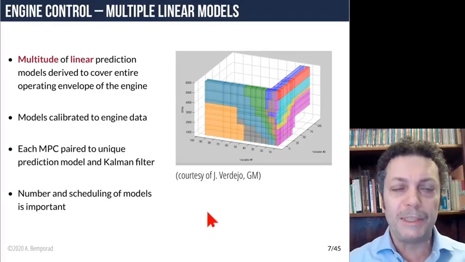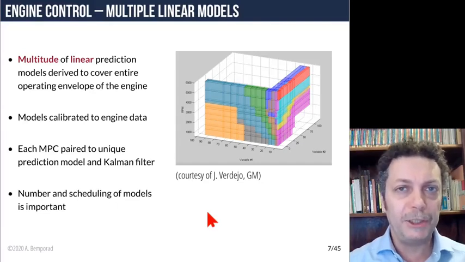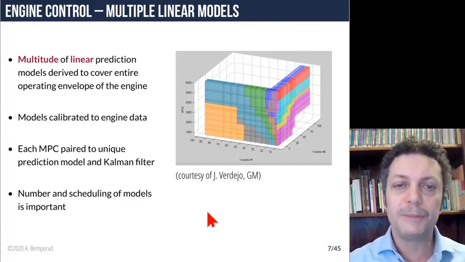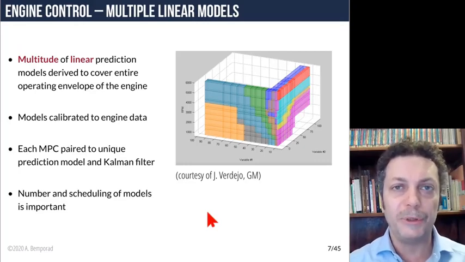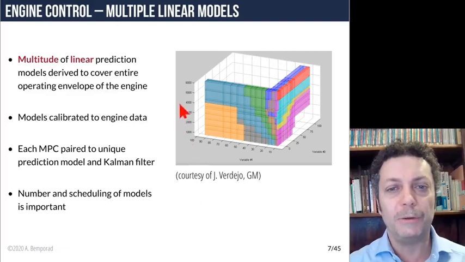Well, the engine is quite nonlinear, so we derived many linear prediction models in order to cover the different areas of the operating range of the engine. Actually, we scheduled the models according to a grid in a three-dimensional space. One of the coordinates is the engine RPM. And in each of these zones, a linear prediction model was identified using black box system identification.